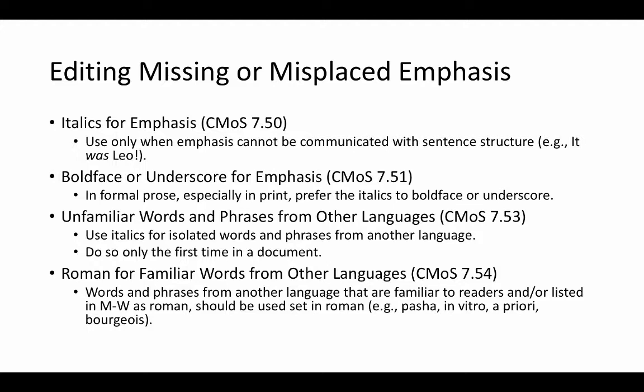For unfamiliar words or phrases from other languages, use the italics, but you generally have to do so only the first time in a document. And for words from other languages that are relatively familiar and have come to common use, or they're listed in Merriam-Webster as just Roman and not italics, Chicago recommends just setting it in Roman. Pasha, in vitro, a priori, bourgeois. These are indeed from other languages, but you would need to just keep it Roman because they're so common.